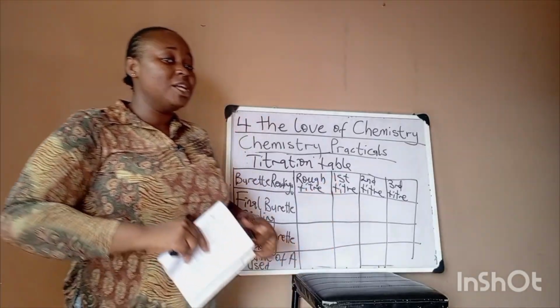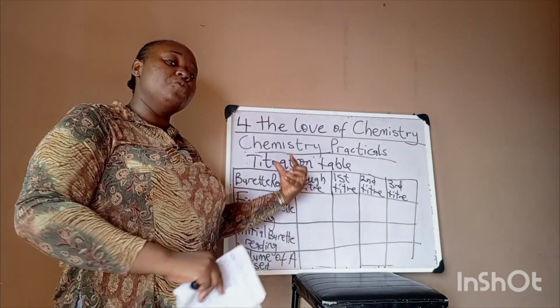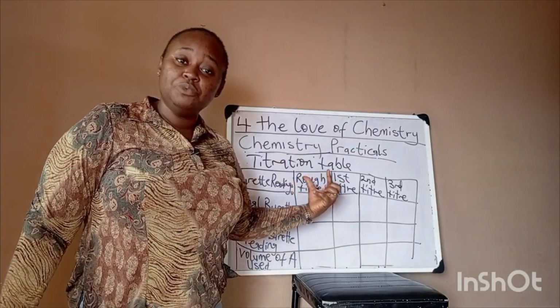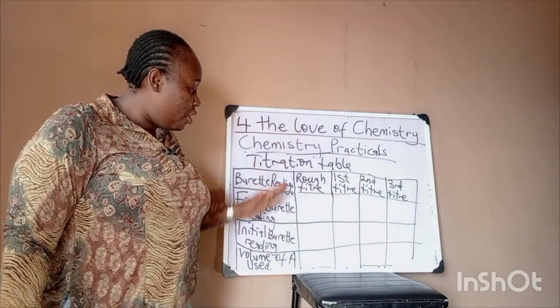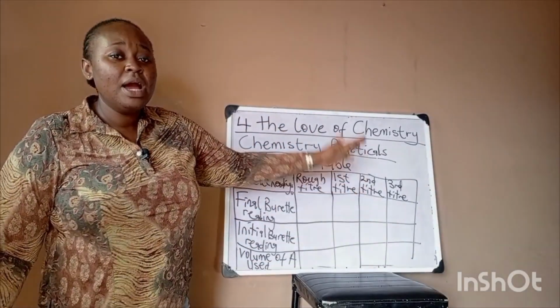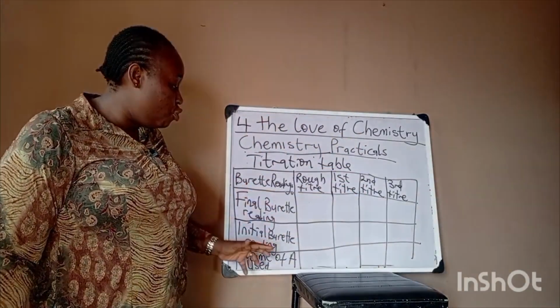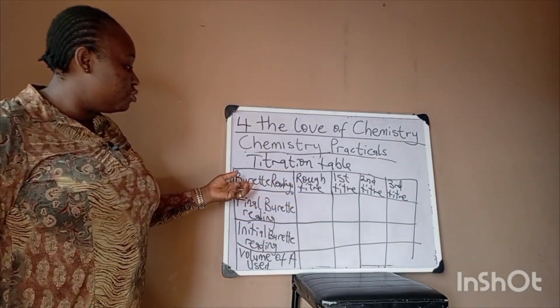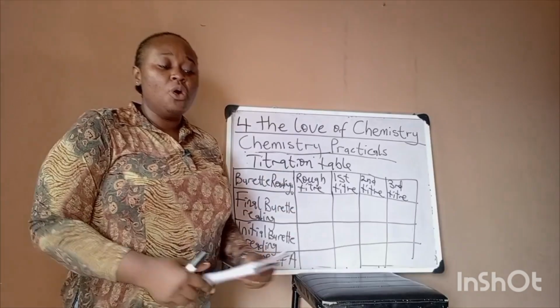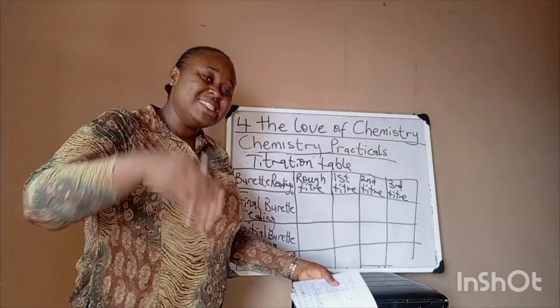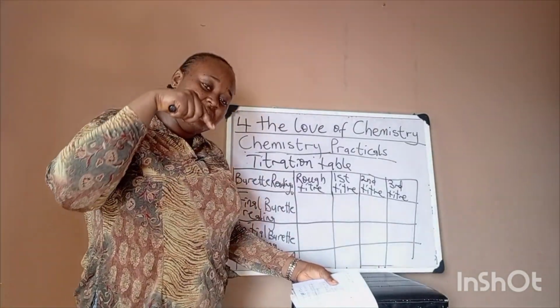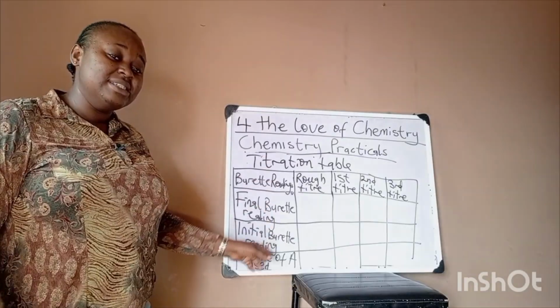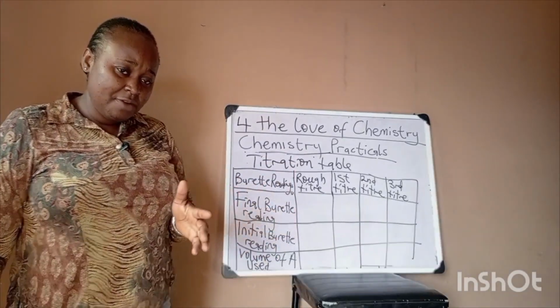That means you are trying to get the volume of the content of the burette. So your titration table has everything to do with the burette only. Is that clear? That is why when you look, you see burette reading. So in your question, whatever you are asked to put in the burette is what has this table. I don't know if I'm making sense.